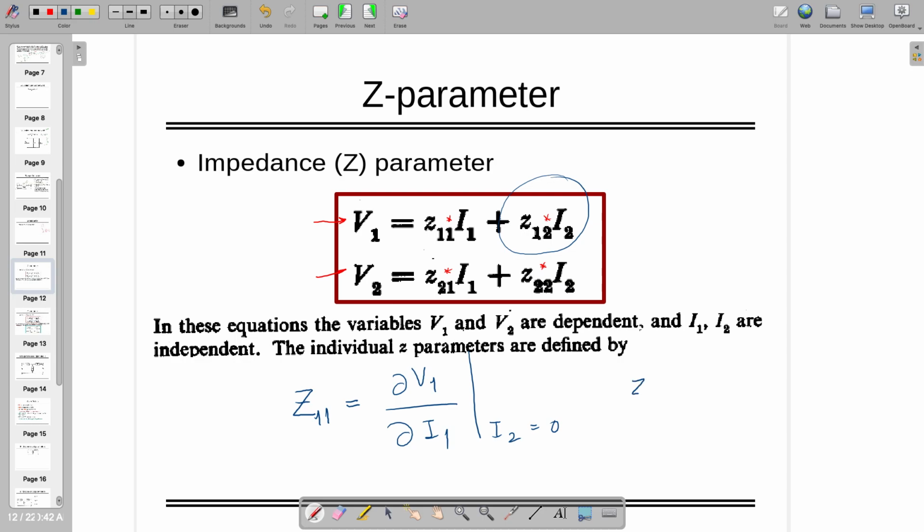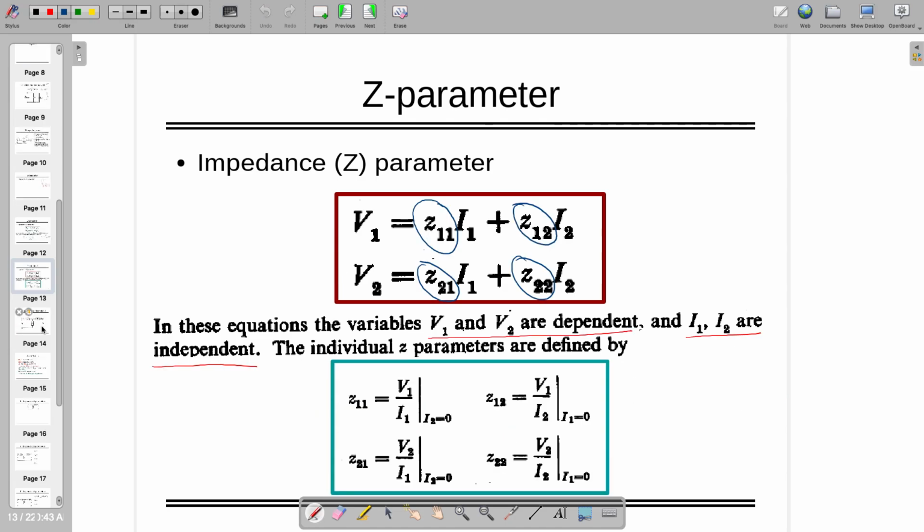Similarly, I can write down Z12, Z21 and Z22. If I want to write down Z12, that is going to give me del V1 by del V2 when I1 is equal to 0. Similarly, you can write down the other four entries. It is written here as V1 by I1, but in a practical way, that is del V1 by del I1. So it's a derivative you need to find out.